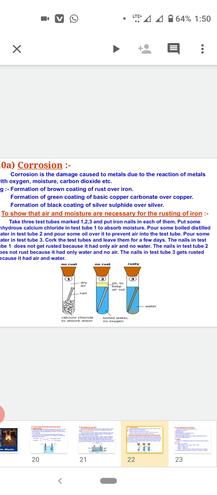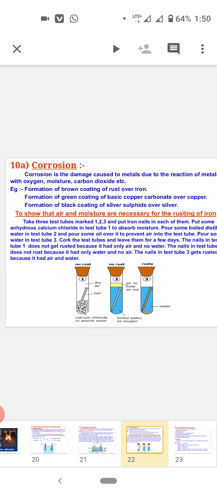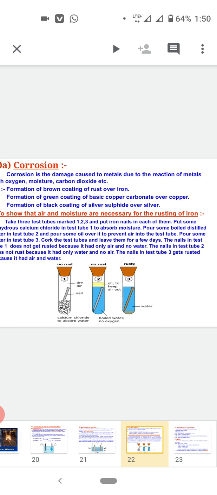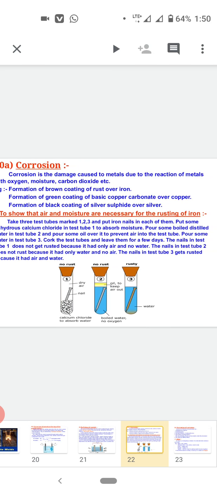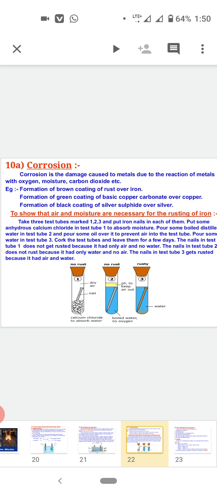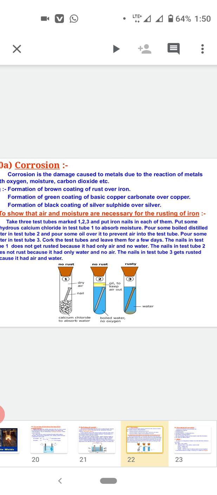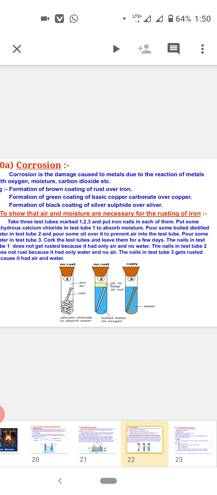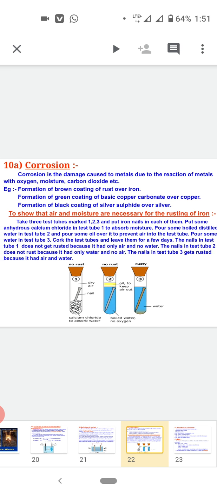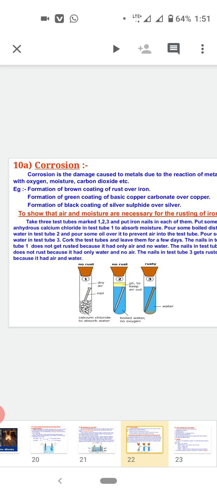Today we will discuss the topic corrosion. We must have observed that iron articles are shiny when new, but when they are left for some time, there comes a coating with a reddish brown powder. This process is commonly known as rusting of iron. Some other metals also get tarnished in this manner. We have also noticed the color of the coating formed on copper and silver articles.